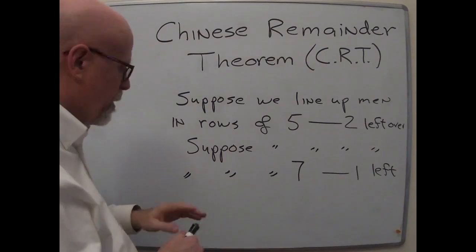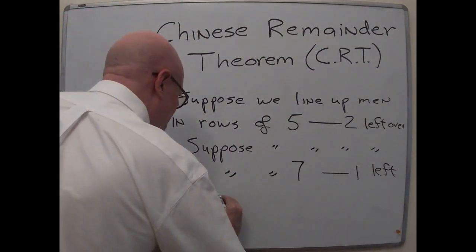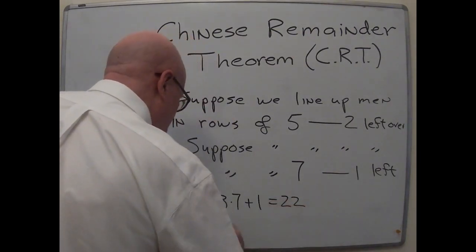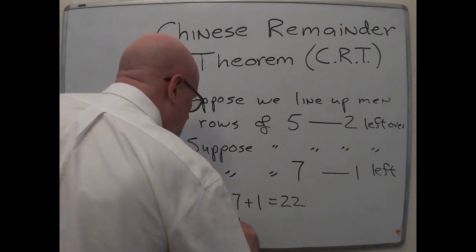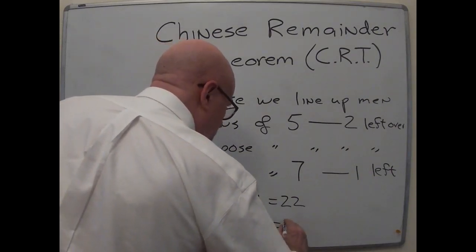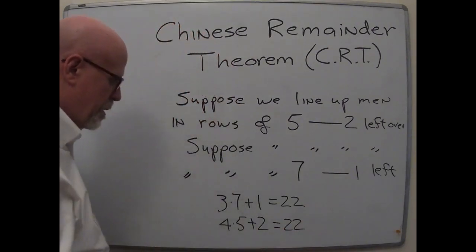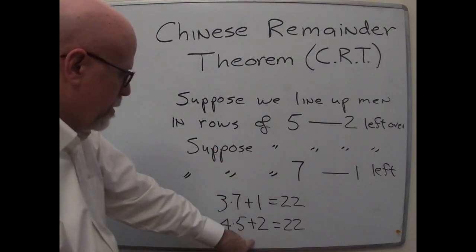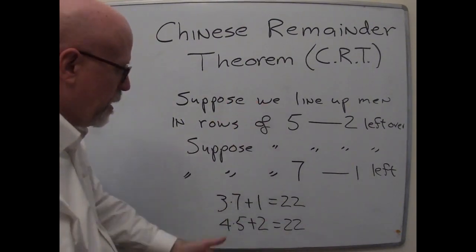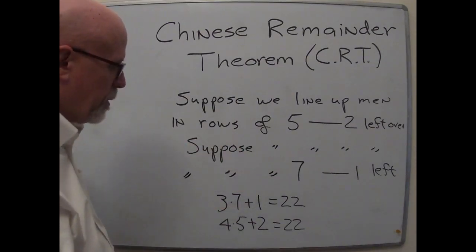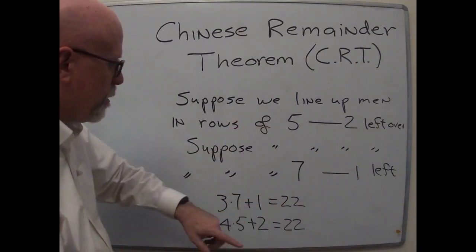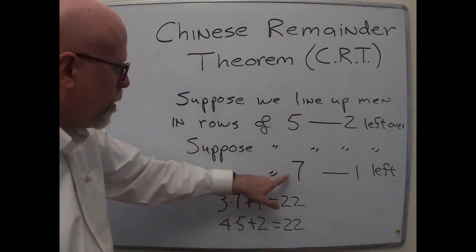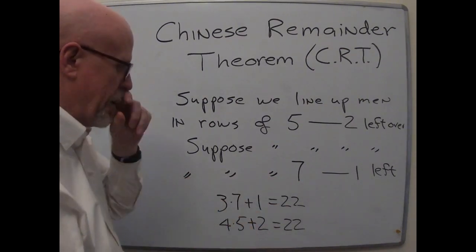Sorry, I'm sitting here babbling instead of writing it down. 3 times 7 plus 1, that's 22. And 4 times 5 plus 2 is also 22. Just noticing those things. This is a number that's 1 mod 7, and this is a number that's 2 mod 5. So it satisfies these conditions. If you had 22 people, you could get this to happen. Lay them out in rows of 5, you'll have 2 left over: 4 rows of 5 with 2 left over. Rows of 7, 3 of them with 1 left over.